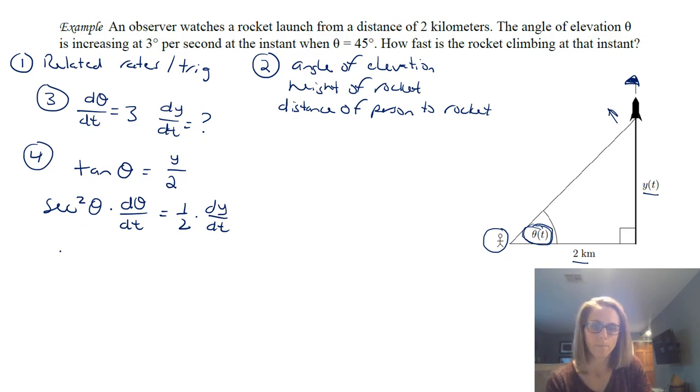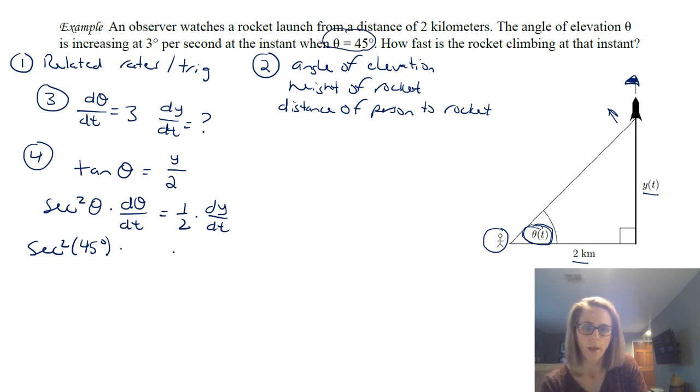So now we'll plug things in. So we have secant squared of 45 degrees, because that's our theta. That's coming right here. And d theta dt we know to be 3 degrees. And then we have 1/2, and we're trying to find dy dt.